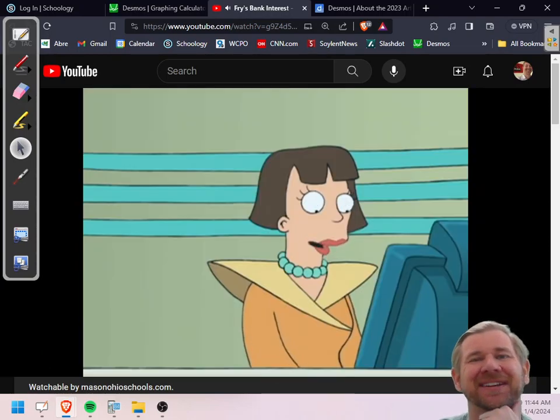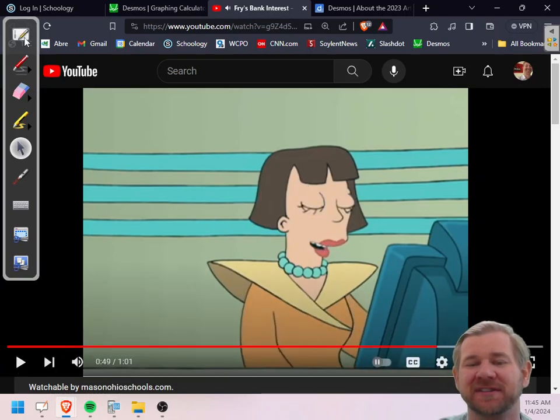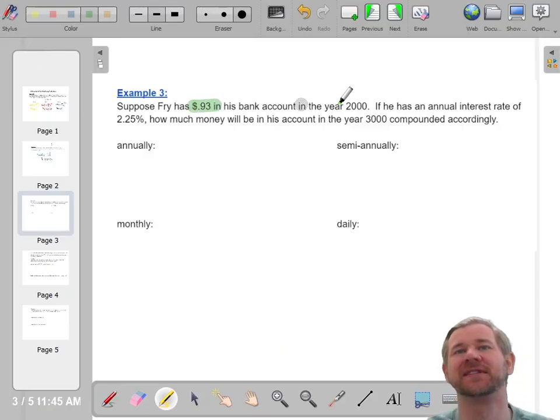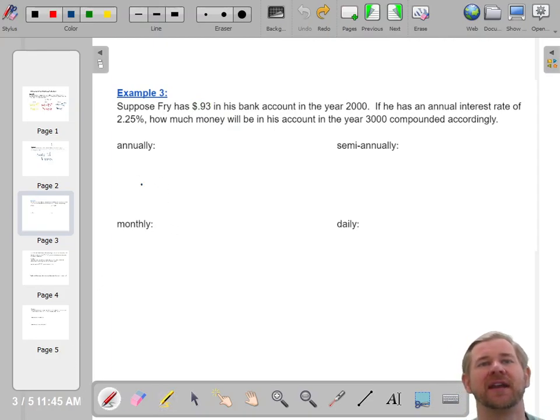and at an average of 2.25% interest over a period of 1,000 years.